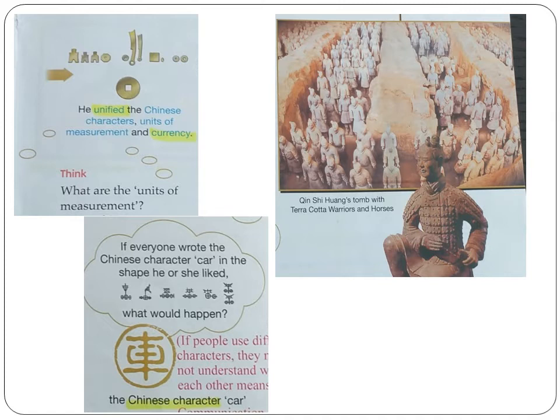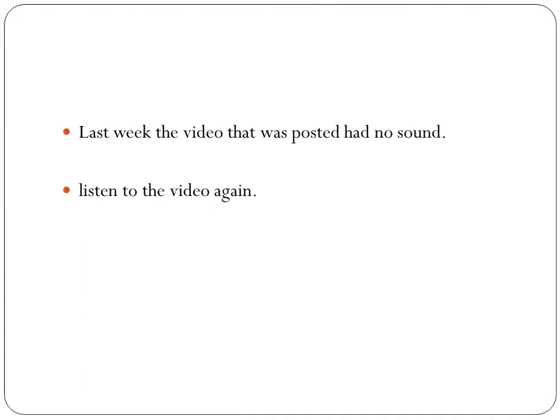Qin Shi Huang is the first emperor who unified China. He built the Great Wall. He burned the books and buried the scholars alive. He unified the Chinese characters and the units of measurement and currency. All these had long-term effects on the future generations.